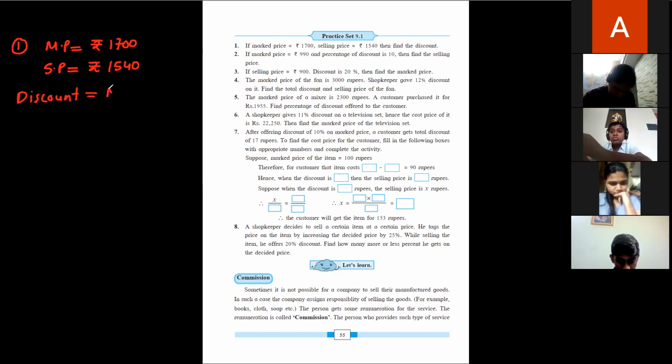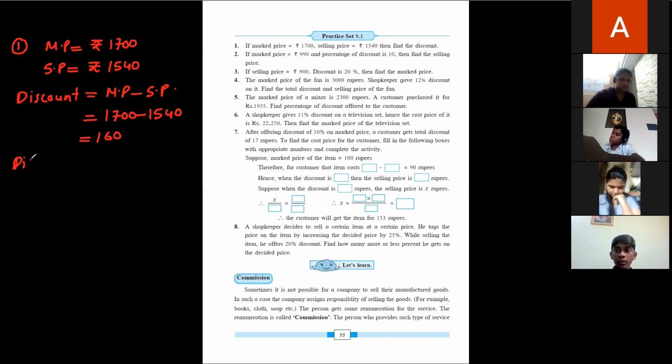So discount will be what? It will be mark price minus selling price. So this is 1,700 minus 1540. So this will be rupees 160. How will you write? Discount is rupees 160.